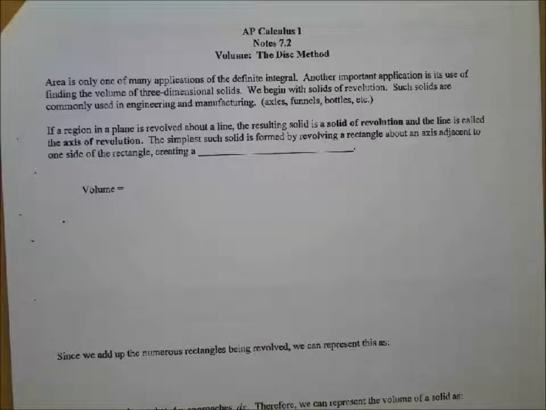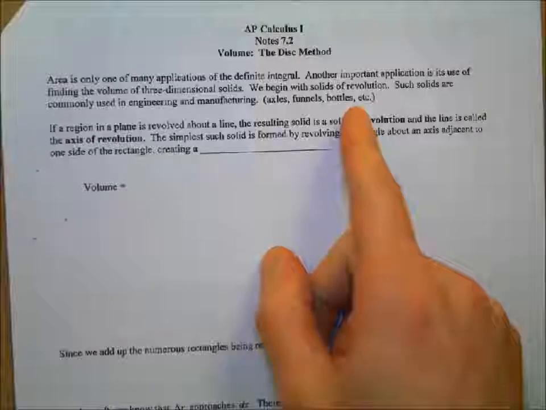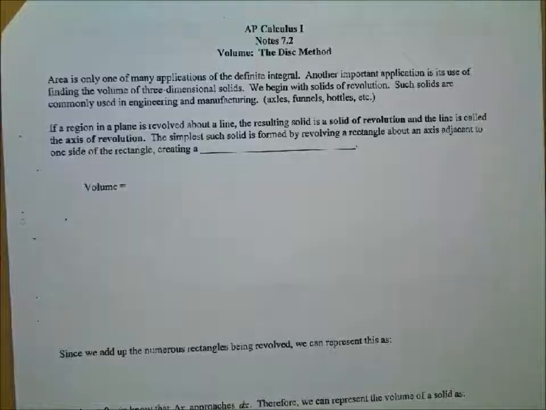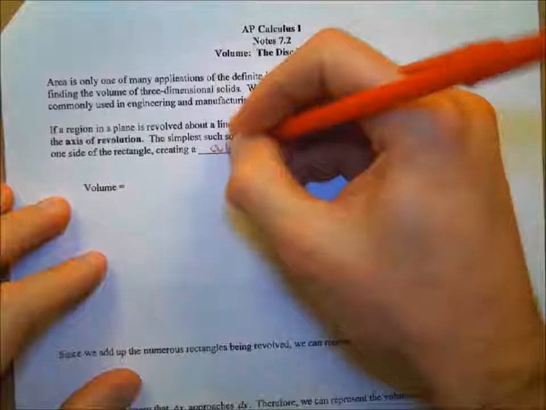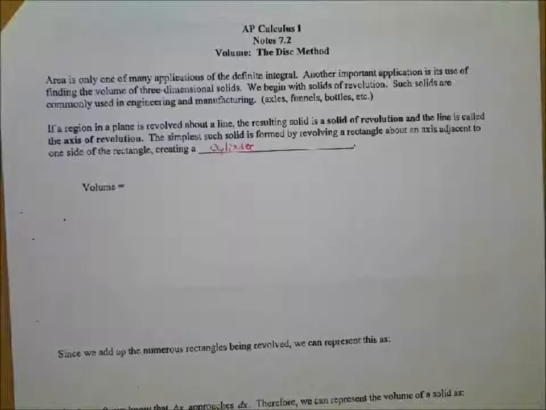Such solids are commonly used in engineering and manufacturing, like axles, funnels, bottles, etc. If a region in a plane is revolved about a line, the resulting solid is a solid of revolution. And the line is called the axis of revolution. The axis about which you rotate is the axis of revolution, right? The simplest such solid is formed by revolving a rectangle about an axis that is adjacent to one side of the rectangle, creating a cylinder. Okay, exactly right. Yes, this is something maybe you guys covered in geometry way back when. Okay.